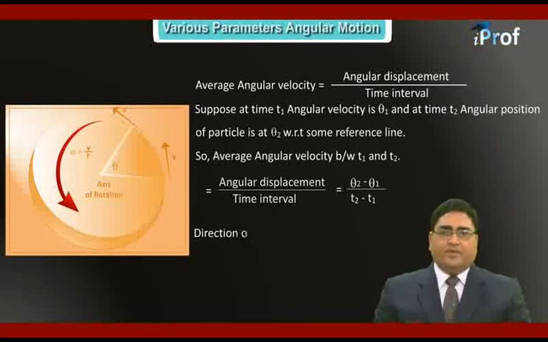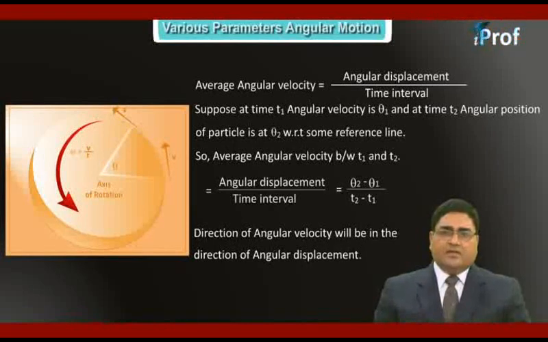The direction of angular velocity will be in the direction of angular displacement. The direction of angular displacement points in the direction of the thumb when the fingers of the right hand are kept towards the point which is making circular motion.